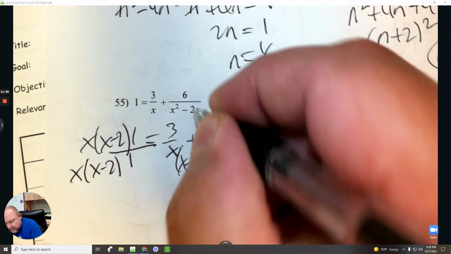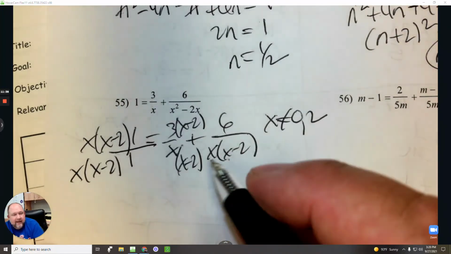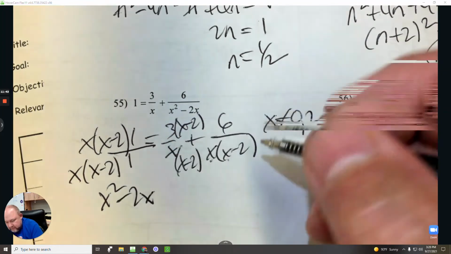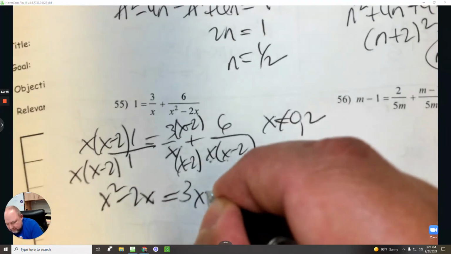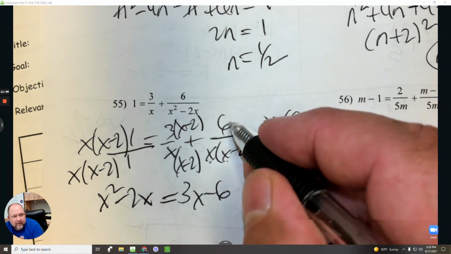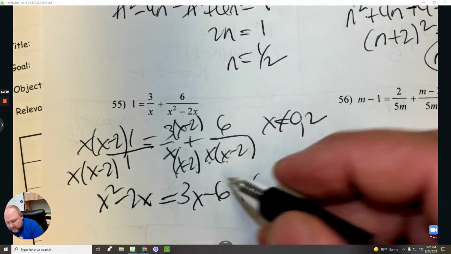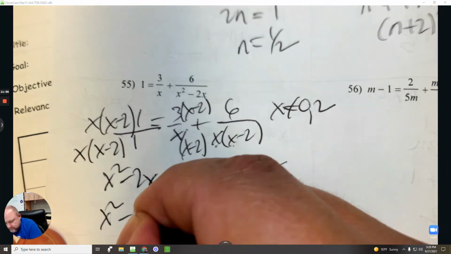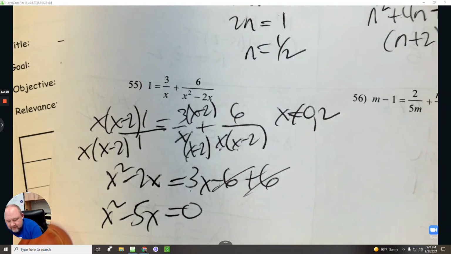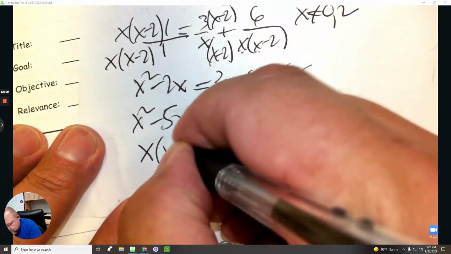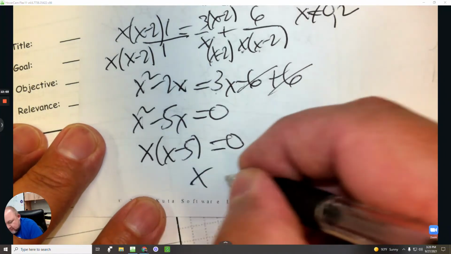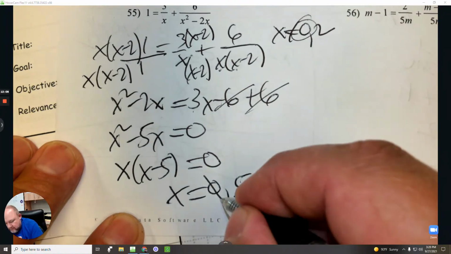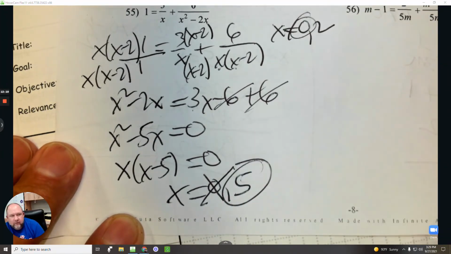This needs an x minus 2. Now all the denominators are the same. So the numerator, that's x squared minus 2x. That's 3x minus 6 plus 6. Solve this. The 6's cross out. Subtract 3x. Factor out an x. And I get the two answers 0 and 5. X can't be 0, so that's extraneous, so the only solution is 5.